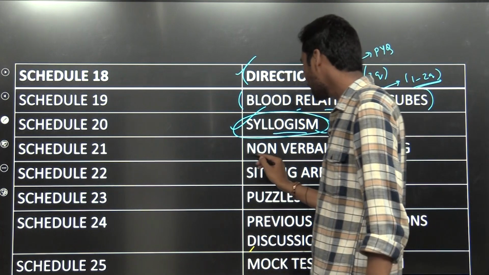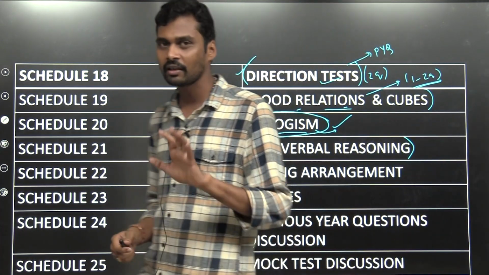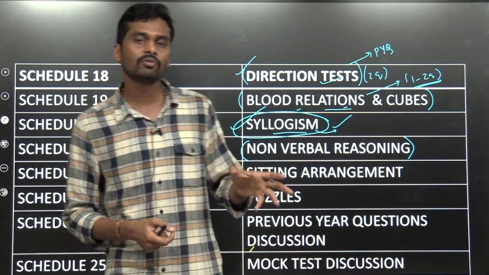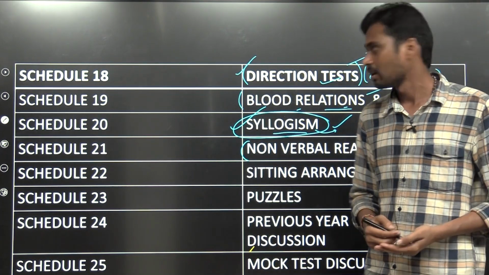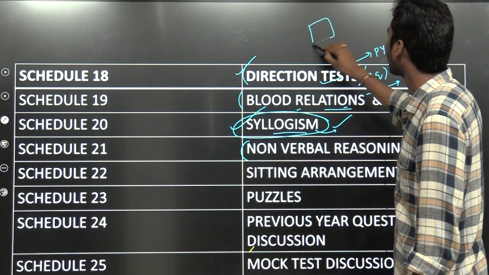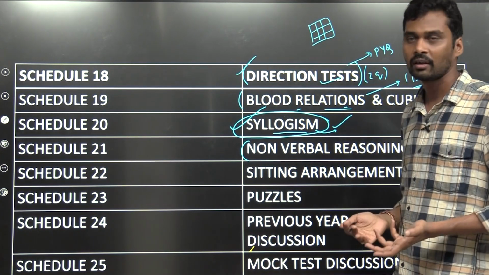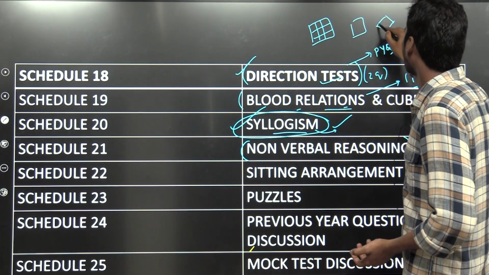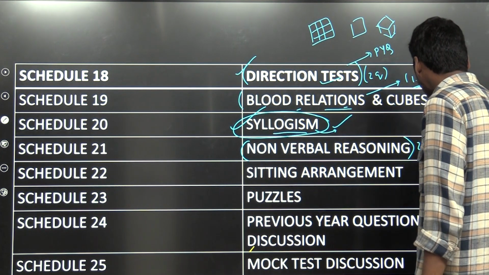So the next topic is non-verbal reasoning. Non-verbal reasoning is generally asked diagrammatically. Diagrams will be given to you and you have to find out the answer. The questions will be like how many rectangles are there, how many squares are there in a particular figure, and also dice problems are given. Okay, so which number is opposite to this particular number. In fact, we have minimum 2 questions.